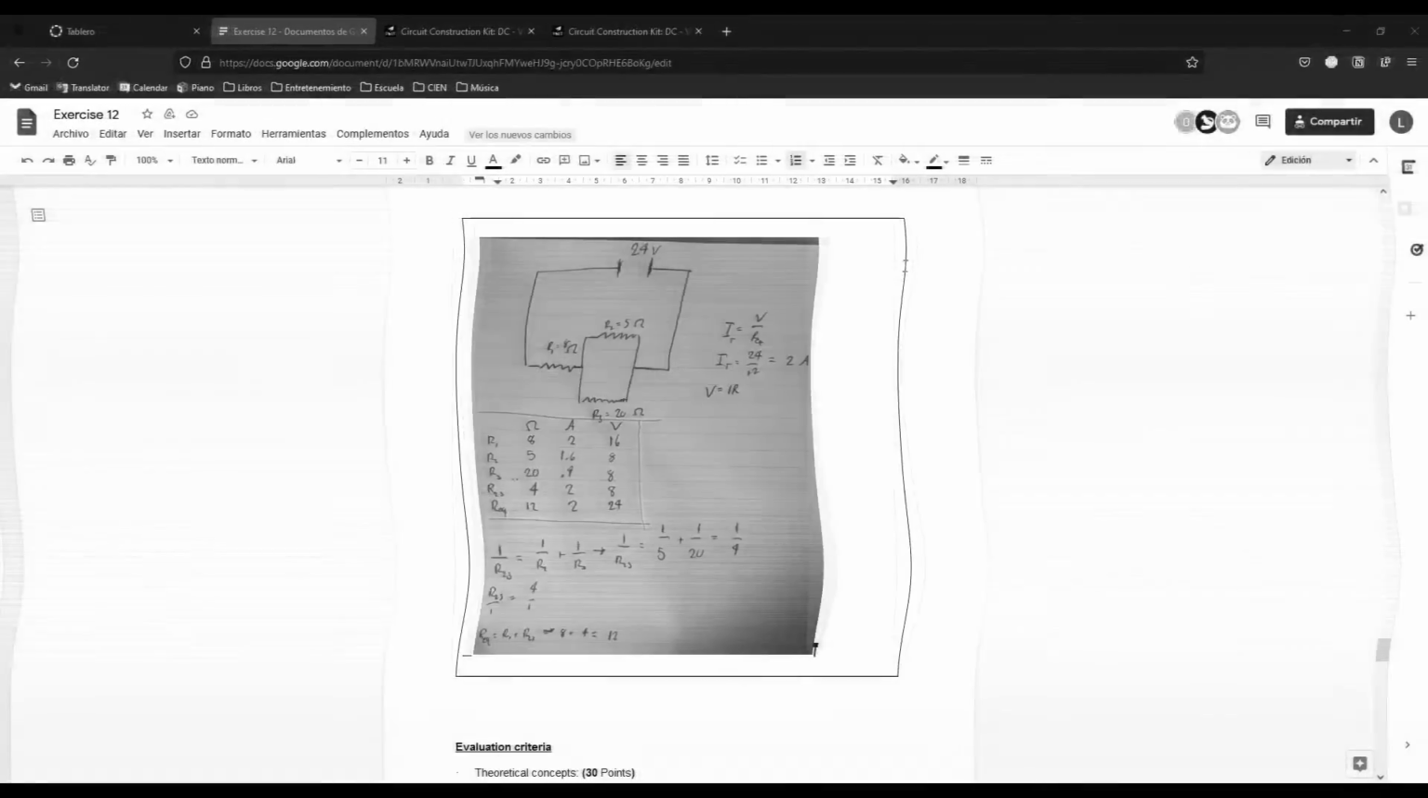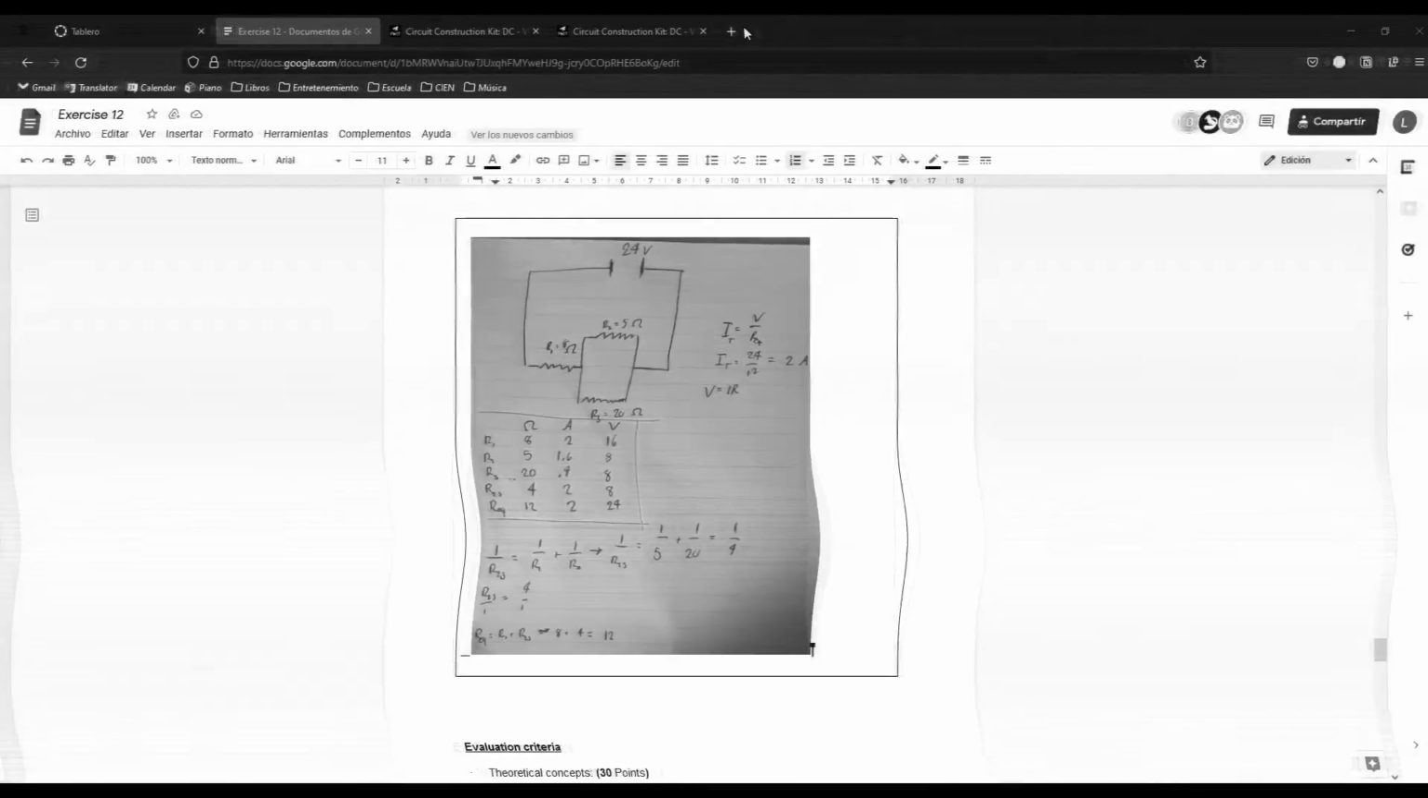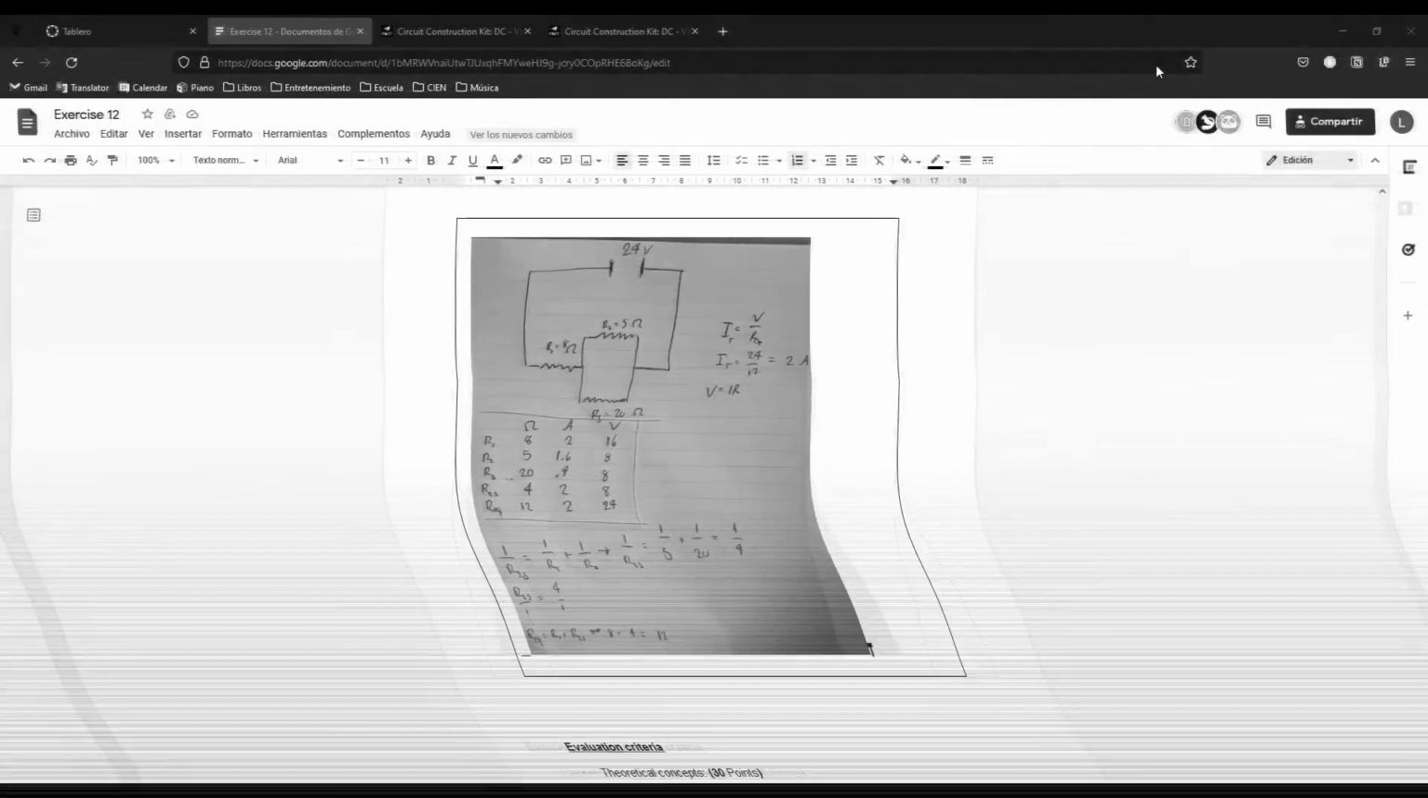Entonces ya nos vamos a la clase de música. Ah, no, hay que despedirnos. Quita rápido la pantalla compartida, quita la pantalla.